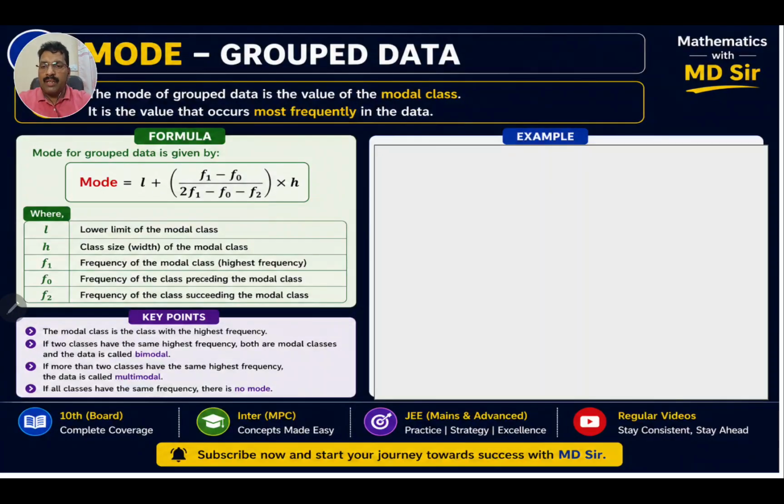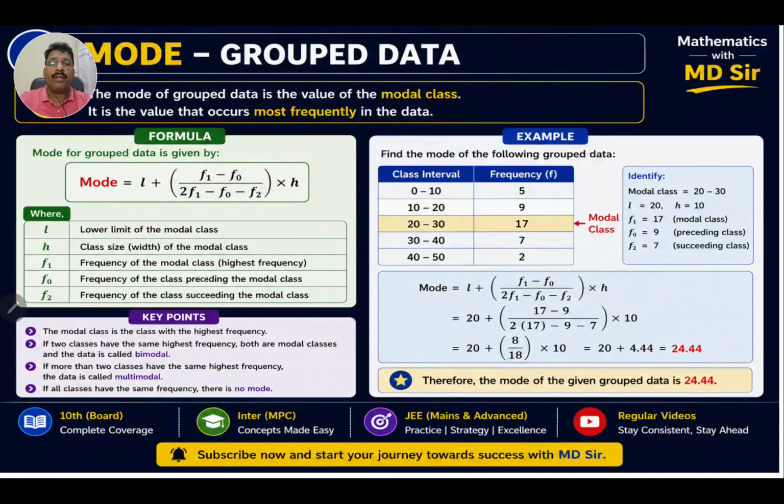The modal class is the class with the highest frequency. If 2 classes have the same highest frequency, both are modal classes and the data is called bimodal. But we don't have bimodal or multimodal questions for grouped data in our syllabus. Maybe they will give them for ungrouped data, but for grouped data there are no bimodal questions. So let us go for one example.